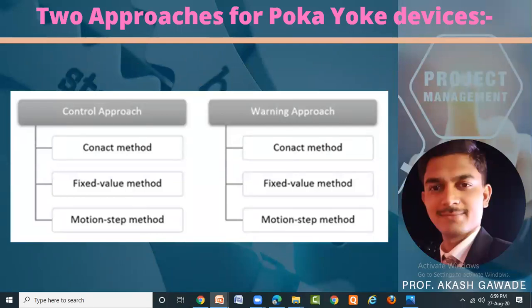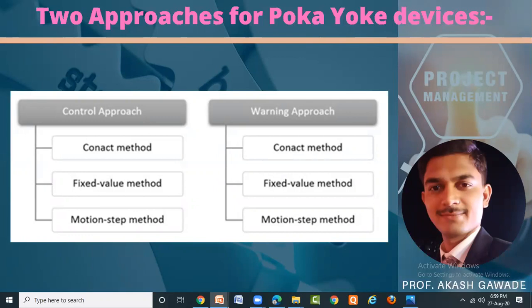See, in the control approach there are some methods of Poka Yoke devices. In the case of a control approach, there are the contact method, fixed value method, and motion step method. In the case of a warning approach, there are also fixed value methods, contact methods, and motion step method. Contact method means the problems are detected by making some contact with the product.